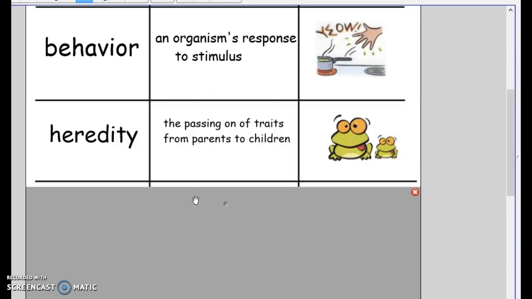Heredity. Heredity is the passing on of traits from parents to children. So I mentioned before about the freckles. You may have gotten freckles from your mom or dad or your grandparents. This little frog has inherited his kind of goofy face from his mom or dad.